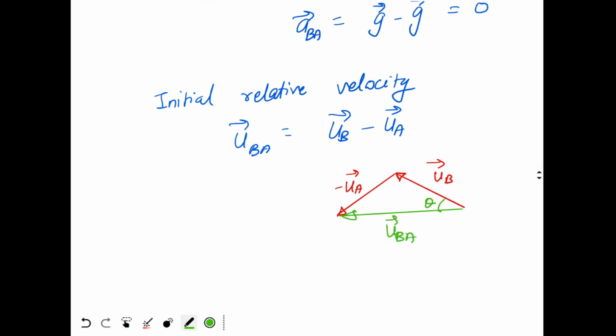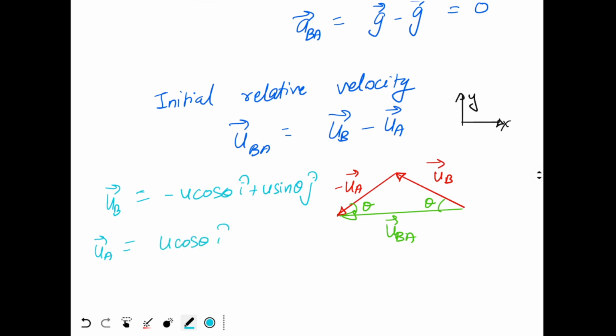If you observe, this angle is theta, this angle is theta. So the net relative velocity will be horizontal, right? But we can also solve this mathematically if we want to. So u_B is minus u cos theta i cap plus u sin theta j cap, if I take this as positive x-axis and this as positive y-axis, and u_A vector will be u cos theta i cap plus u sin theta j cap.